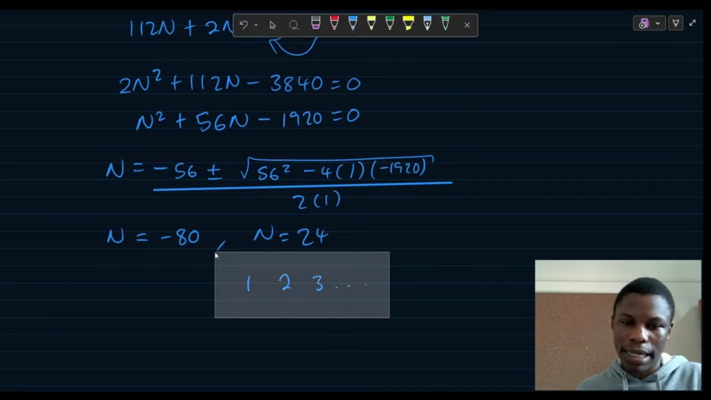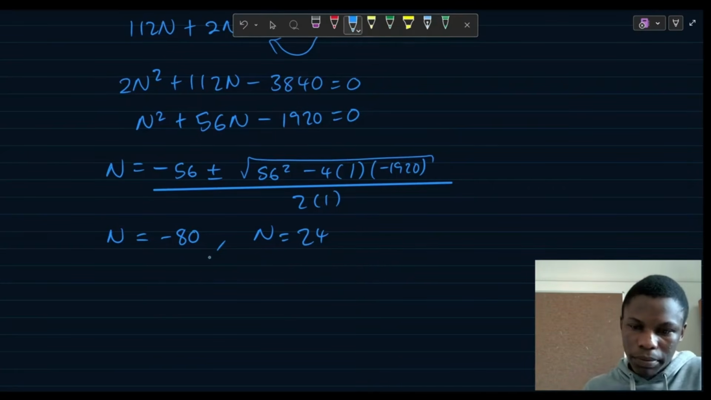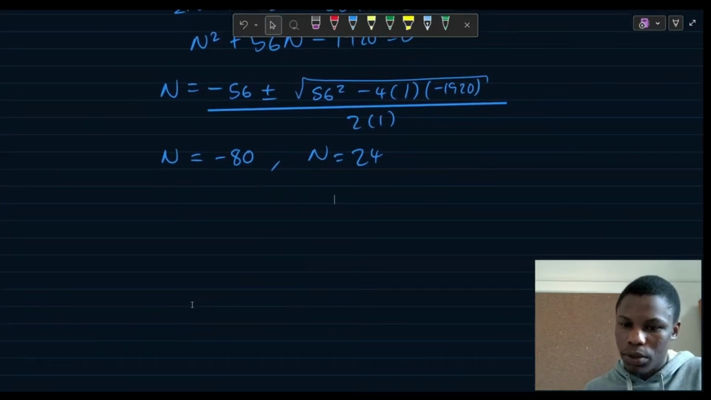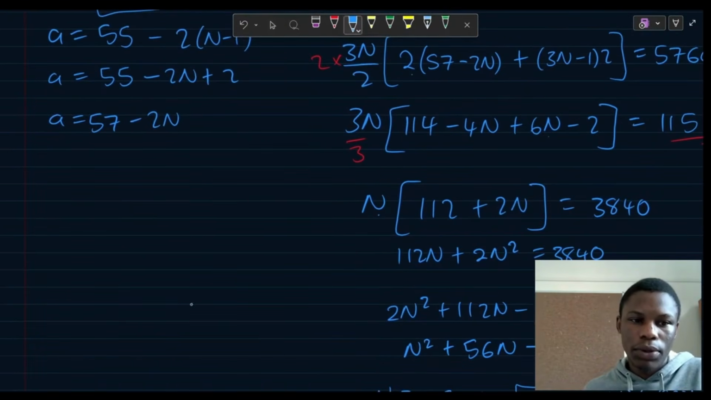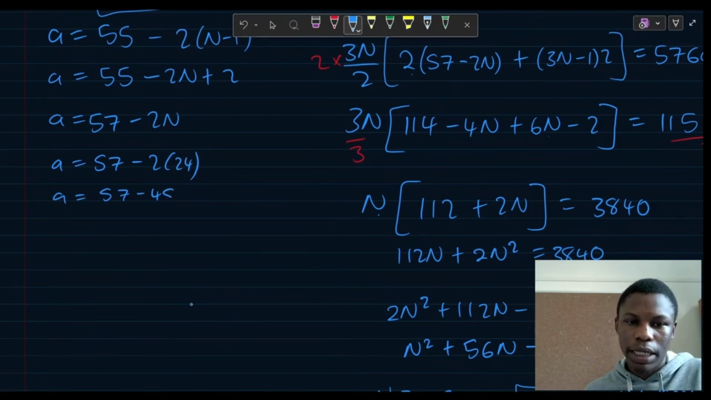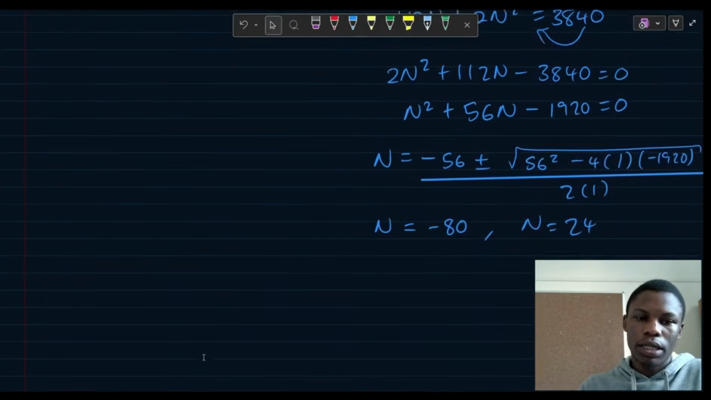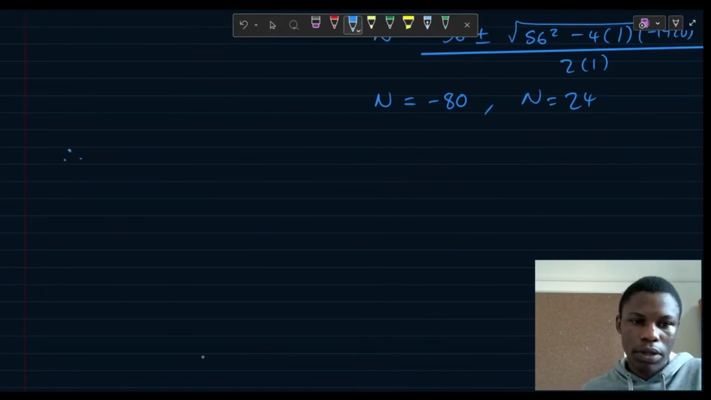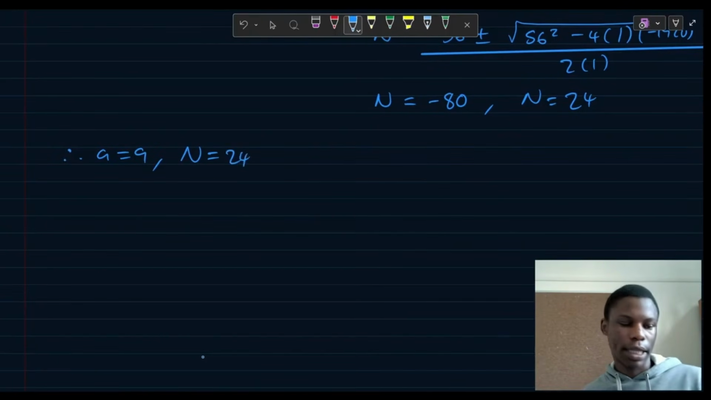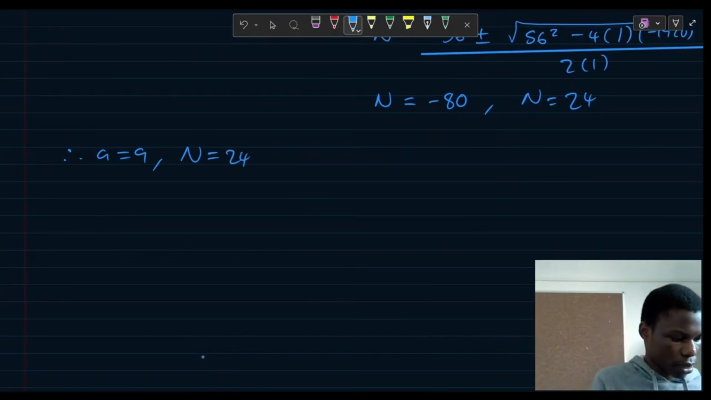So I know that n has to be 24. n has to be 24, and then a, if n is 24, a has to be 57 minus 2 times 24. So a is 57 minus 48, which is 9. So we can conclude that, therefore, a is 9, big N is 24, and that is our final answer.